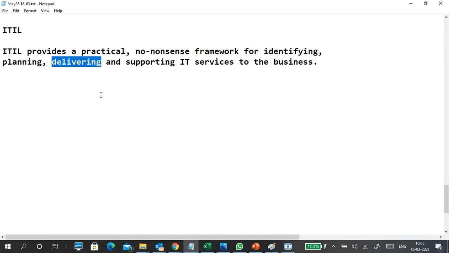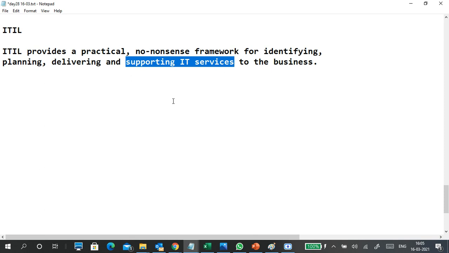Delivering means giving the service to the customer. After delivering, you have to do supporting. If any issue is there, you have to respond immediately. Based on the customer requirement, whether they are getting the service or not, whether they are satisfied or not, if any issues occur, how to solve them and support them. So this is about supporting IT services.